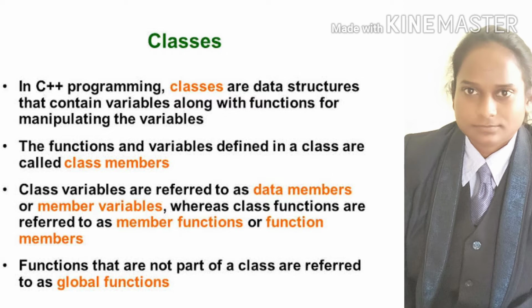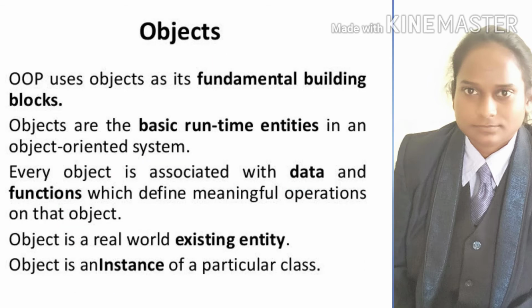Classes. In C++ programming, classes are data structures that contain variables along with functions for manipulating variables. The functions and variables defined in a class are called class members. Class variables are referred to as data members or member variables, whereas class functions are referred to as member functions or function members. Functions that are not part of a class are referred to as global functions.